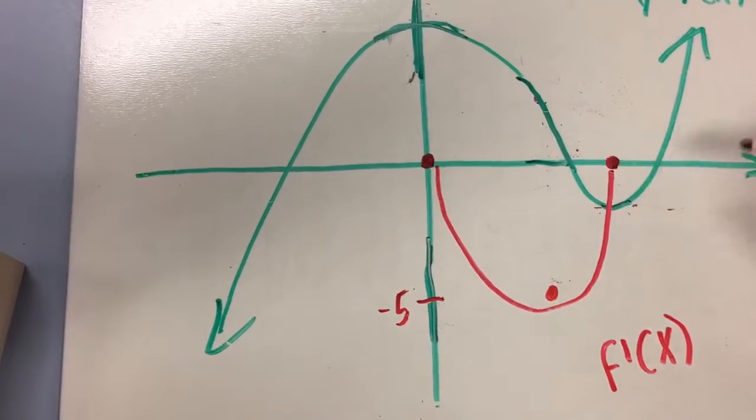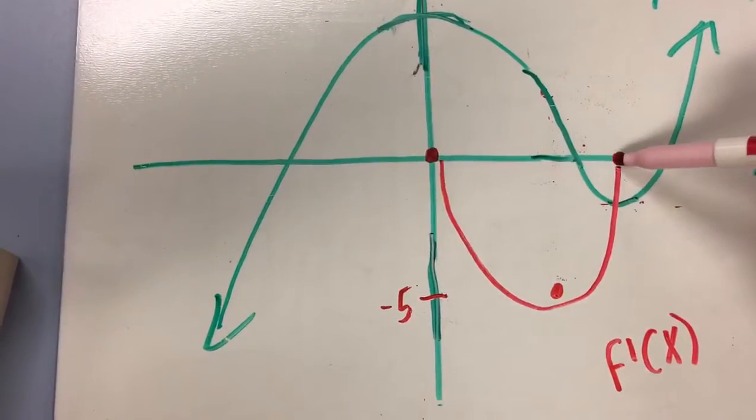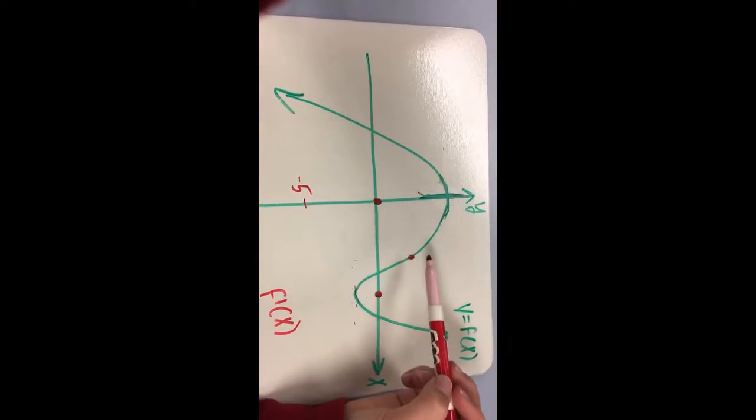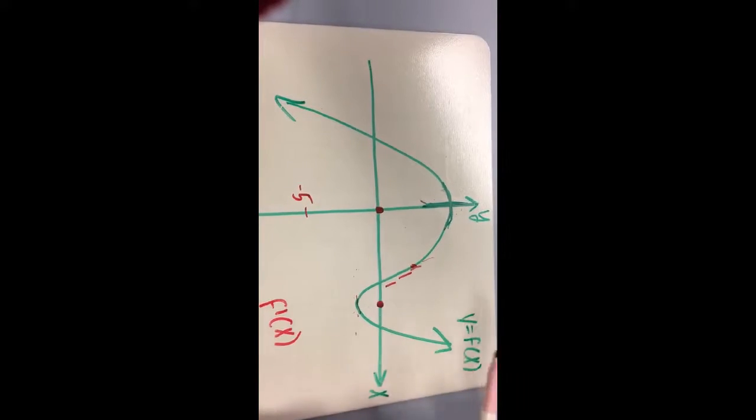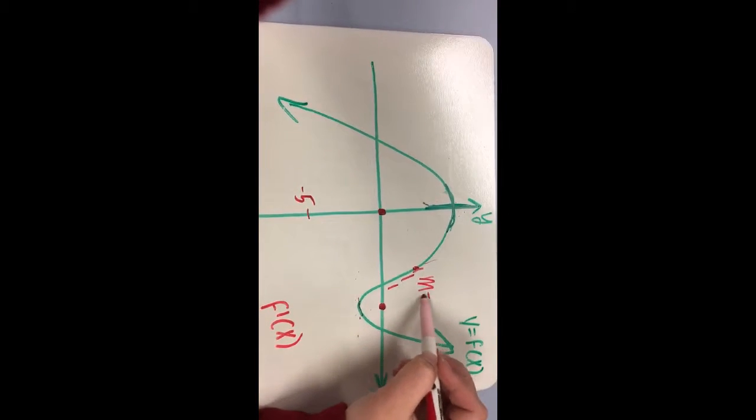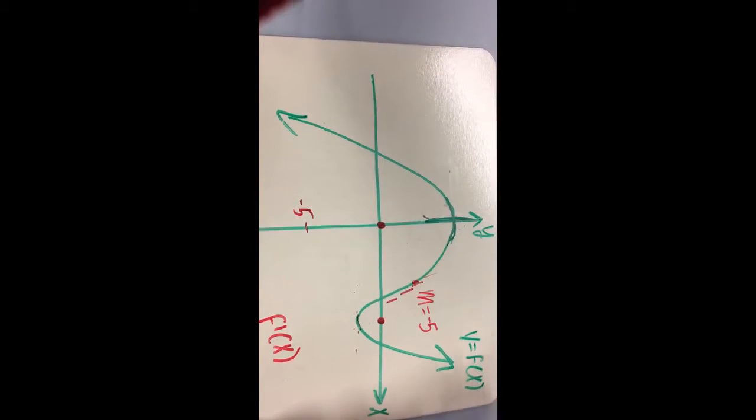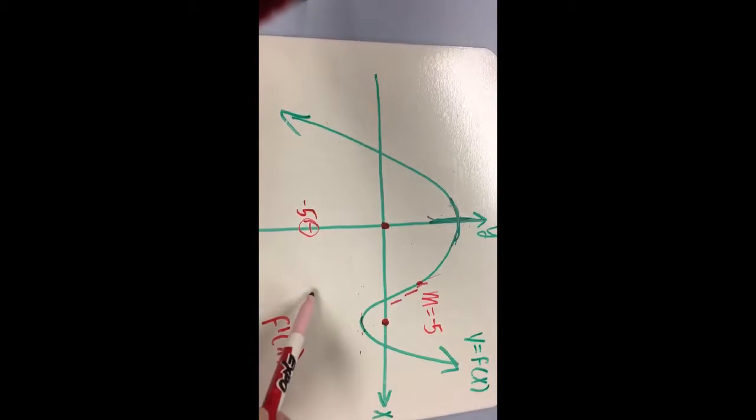Now notice that the tangent lines become increasingly large, so the derivative function will too. If the tangent line is negative, that means you are going to have a negative slope. So let's say m equals -5. That means we're going to go down to -5 and place the derivative point.